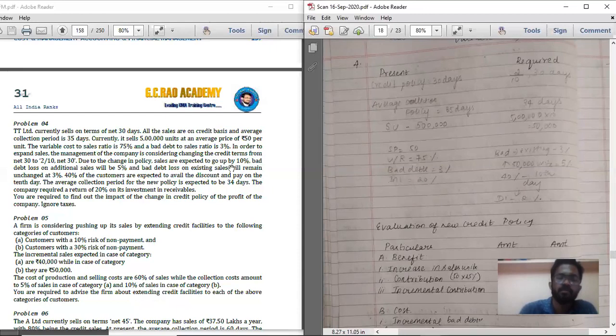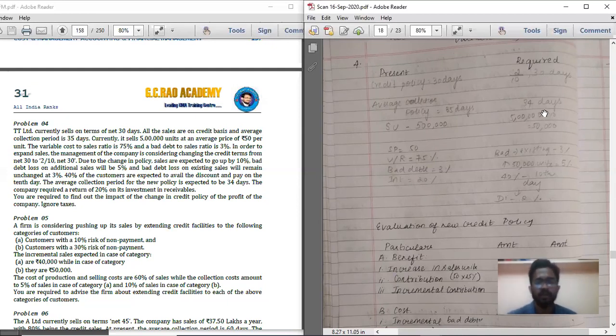Below that, average collection period. Under the present policy, the average collection period is 35 days. And under the required, that is the new policy, it is 34 days. Right? Under the new policy, 34 days.